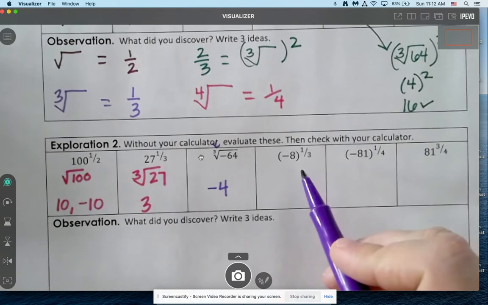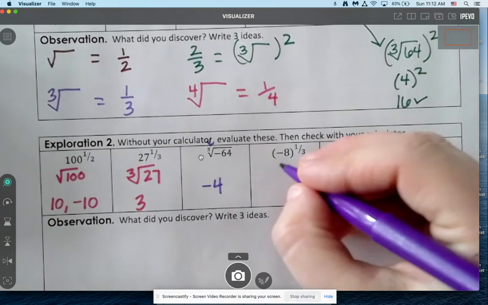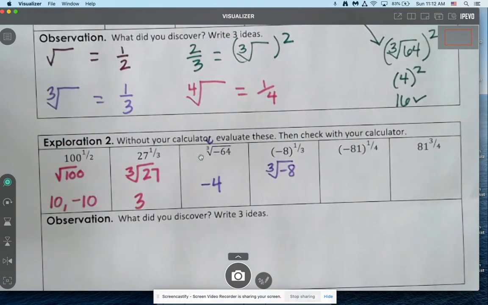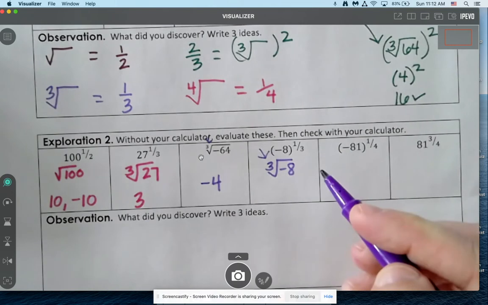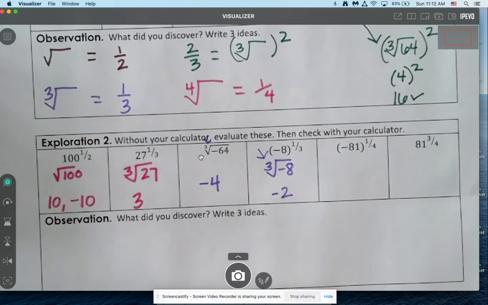Okay, this one, -8 to the power of 1/3. So this is really like this, you guys. That's what that looks like as a radical. So what number times itself 3 times is -8? Are you thinking -2? Because it sure is -2.